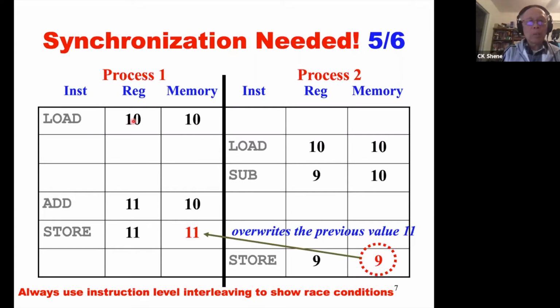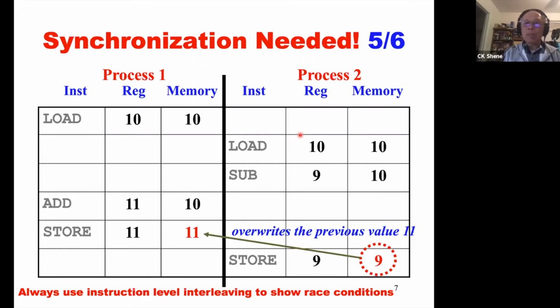So from process 1's point of view, after the execution of load, process 1 believes that memory has 10. The register also has 10. So far, so good. But what if a context switch occurs here? The CPU scheduler gives control to process 2, and process 2 starts its execution of count minus minus.